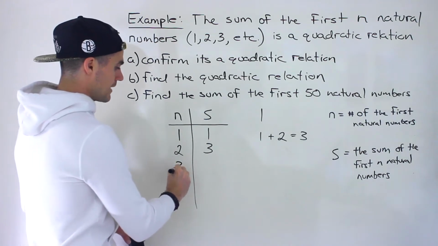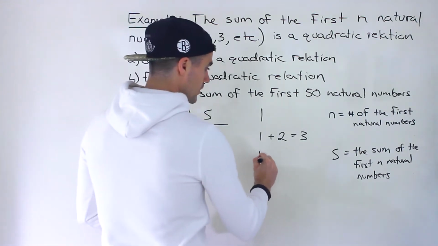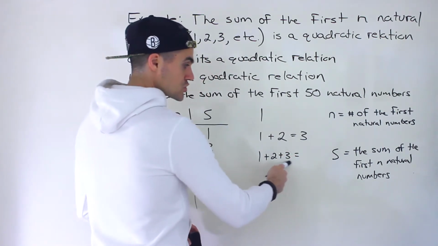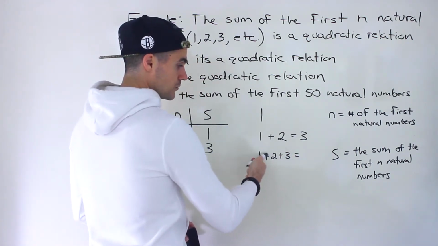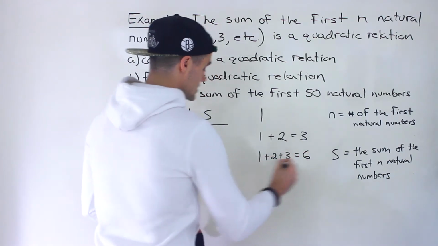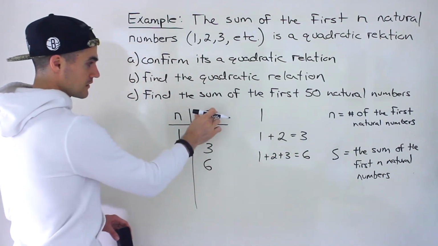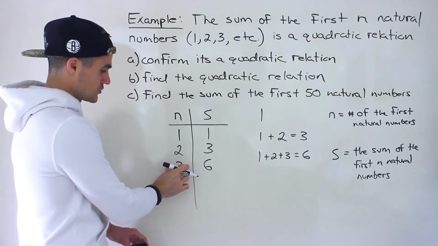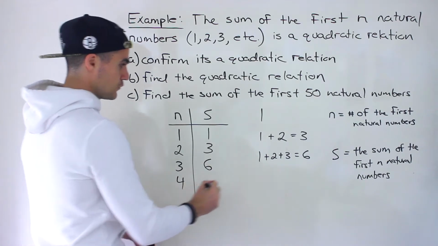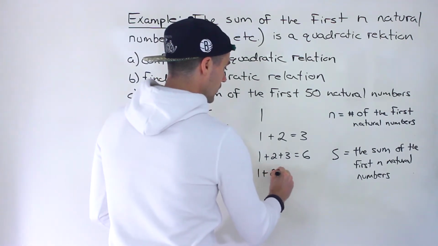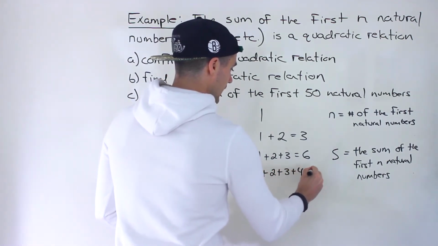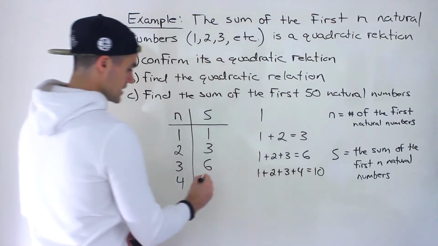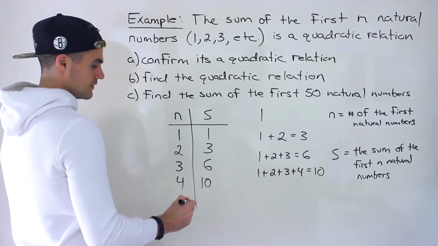And then what if n is 3? Well, we would have 1 plus 2 plus 3, the sum of the first 3 natural numbers. 1 plus 2 is 3, plus 3 gives us 6. So we would have an s value of 6 for the first 3 natural numbers. What if n is 4? What's the sum of the first 4 natural numbers? 1 plus 2 is 3, plus 3 is 6, plus 4 gives us 10. So this here would be 10, right?